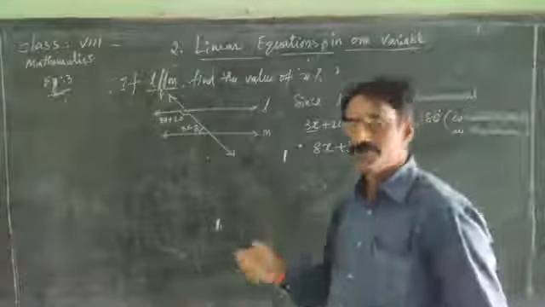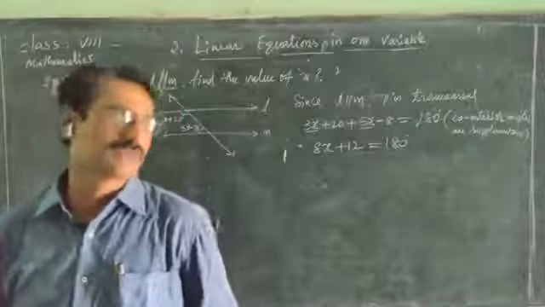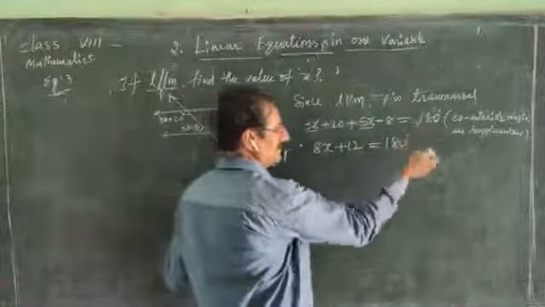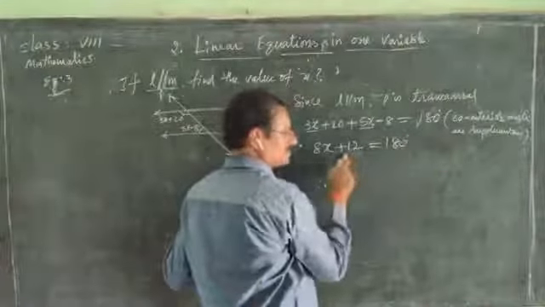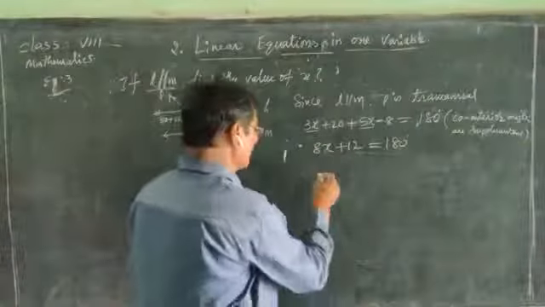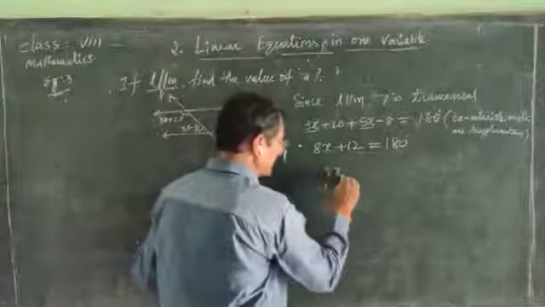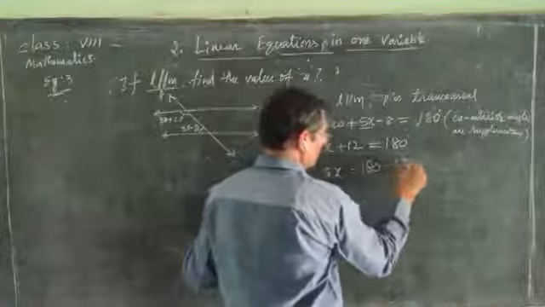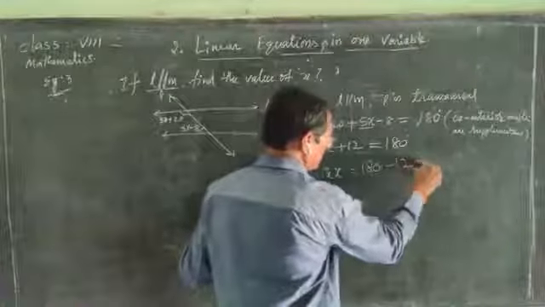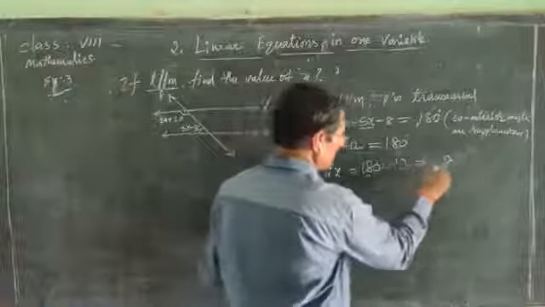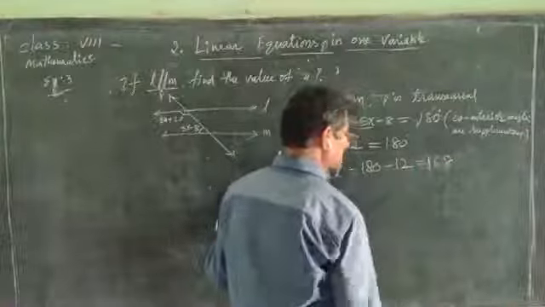That means the whole sum changed into a simple equation. Already we observed before how to solve the simple equations. First you send this 12 to that side, it becomes minus 12 because it is a positive 12, and a positive quantity becomes a negative quantity. Remaining only 8x on the left side, equal to 180 on the right side, minus 12, equal to 8. Here 7 minus 1 is 6, 1, 168.